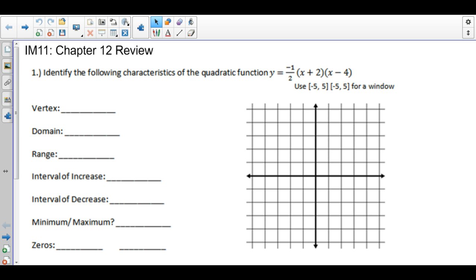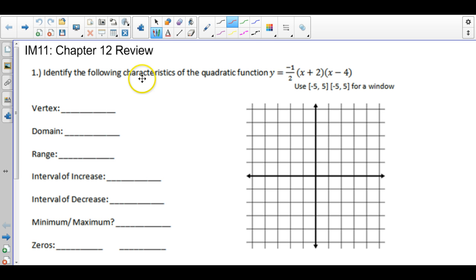So I'll dive right into this first problem where we're going to identify all the characteristics that are on the left-hand side here. So it's a lot of information, but let's take it one at a time. So first of all, the quadratic itself, y equals negative 1/2 (x plus 2)(x minus 4), that function is in factored form. I'm sorry, yeah, it is in factored form. So that's the one that tells us our zeros right away.